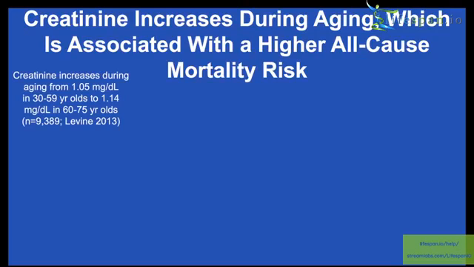Kidney function is estimated with the glomerular filtration rate, eGFR. Because creatinine is a component of that, eGFR as a measure of kidney function declines with age. There's plenty of data showing eGFR, as estimated with creatinine levels, declines with aging. So it's pretty well established that creatinine increases with aging, long story short.